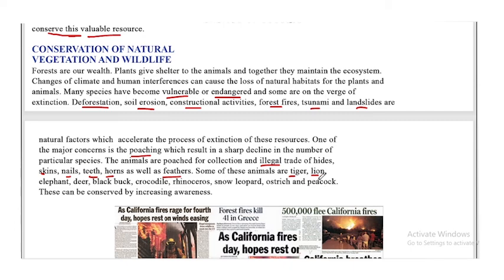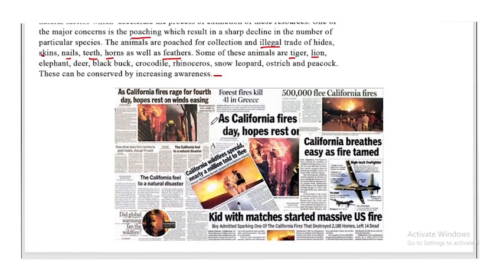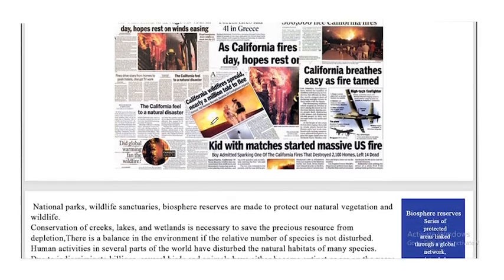They are illegally traded. These can be conserved by increasing awareness. We should conserve these animals, otherwise our ecosystem will collapse. There are some news prints, news cuttings. This shows the collapse of ecosystem.